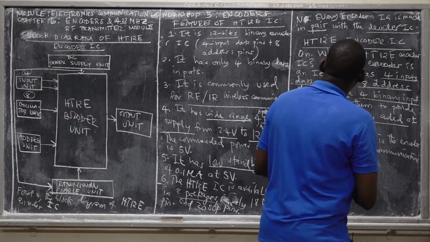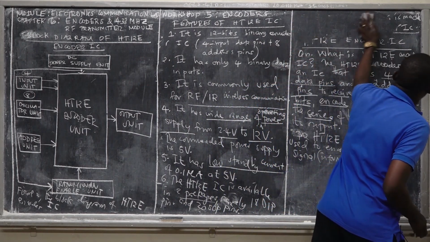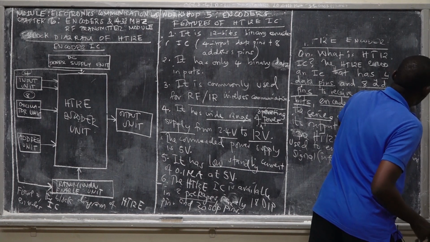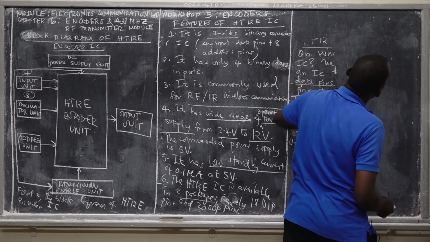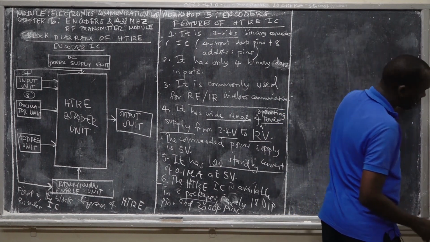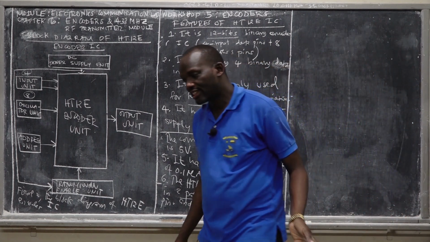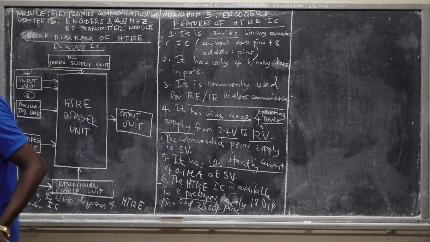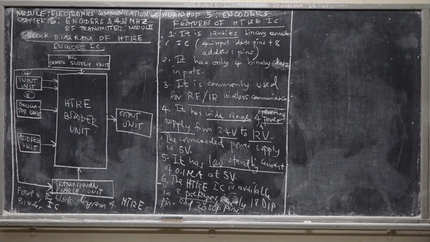So let us end this workshop by just drawing the physical appearance of the HT12 encoder, and then I will leave the homework for you. Then we'll meet in the next workshop, that will be workshop 60, when we'll discuss the remaining part of the HT12 encoder IC and the 433 megahertz RF transmitter module.